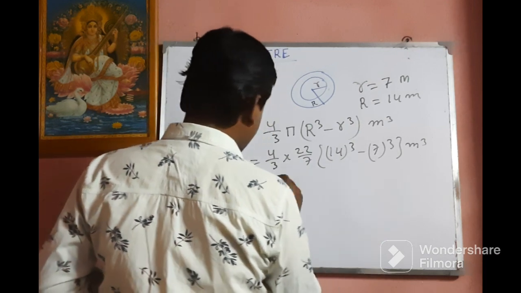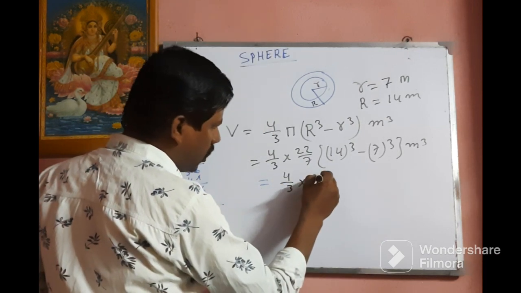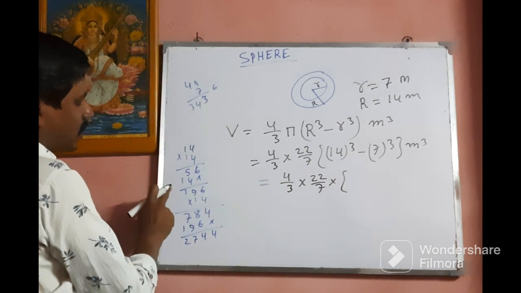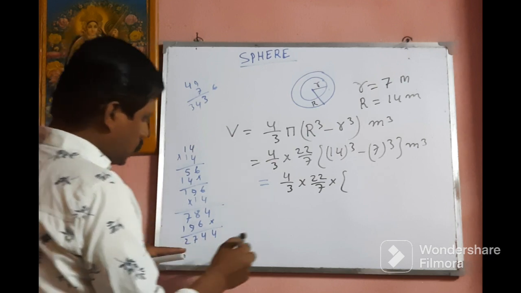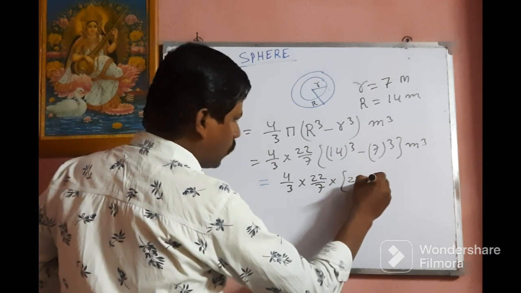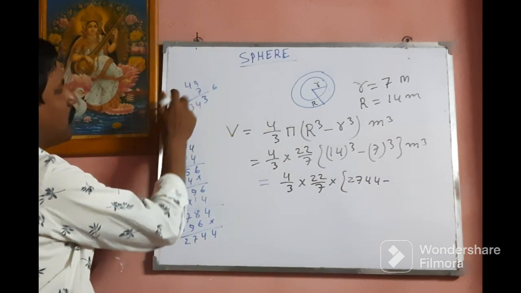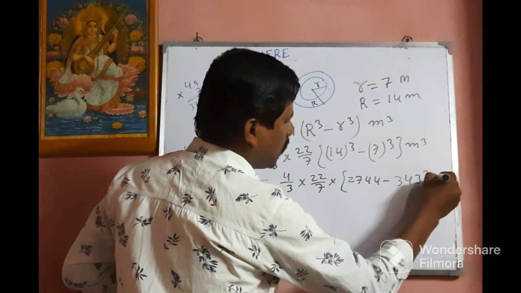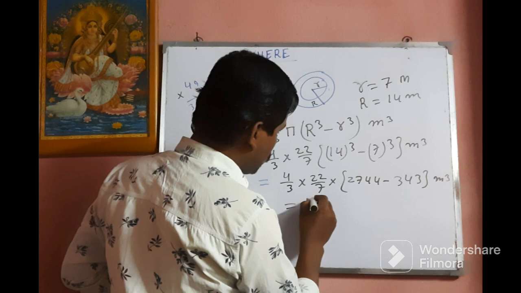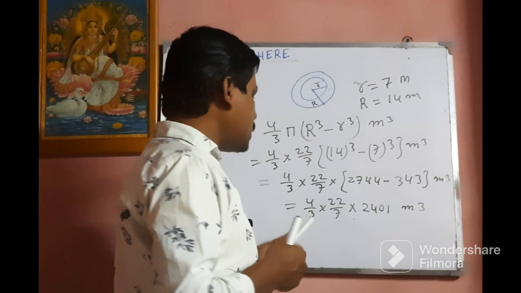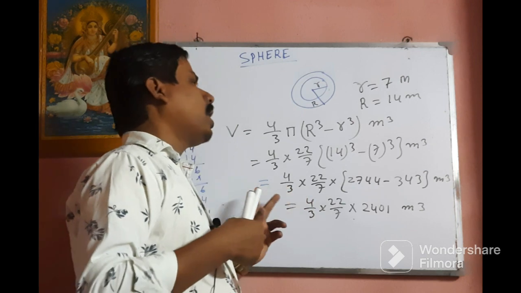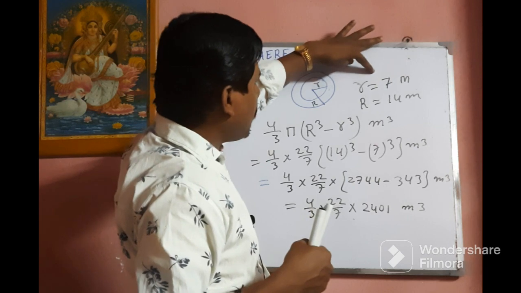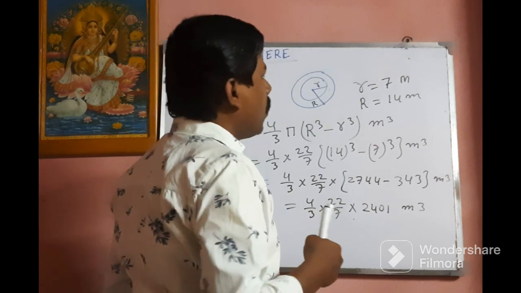Now calculating this part, we get 4 by 3 multiplied by 22 by 7, and this is the calculation: 14 multiplied with 14, then multiplied with 14, 2744, minus 7 multiplied three times, 343. So this is the volume of the given hollow sphere, where the inner radius is 7 and outer radius is 14, and the unit is meter.